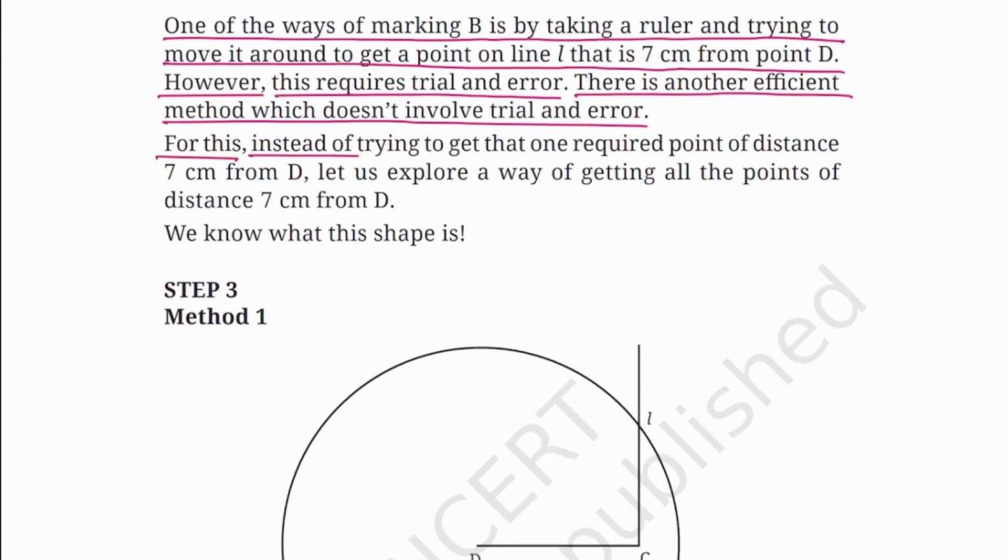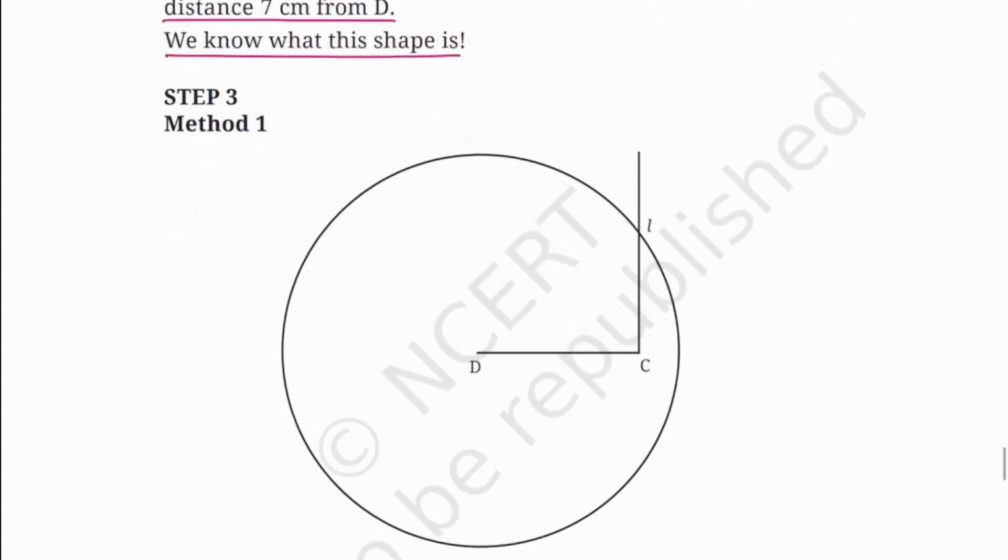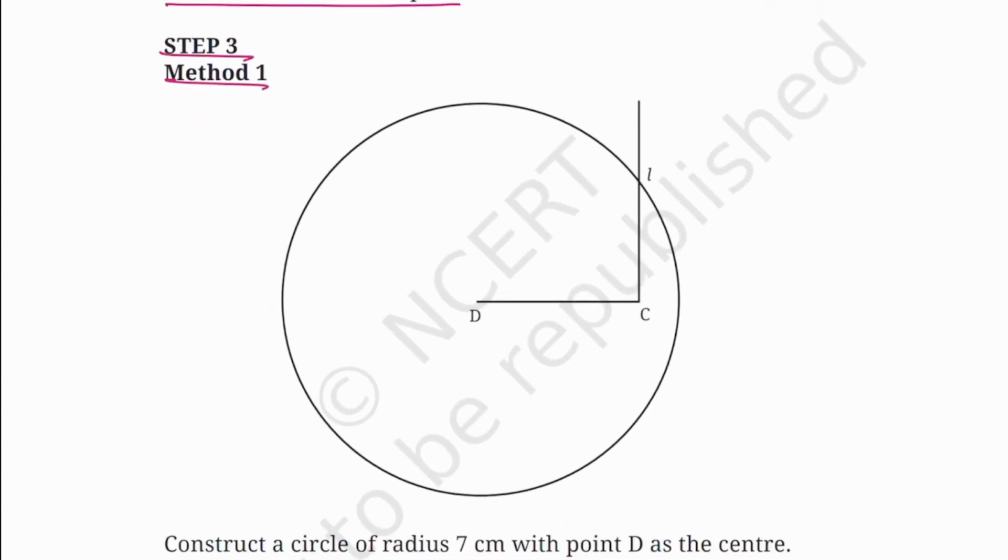For this, instead of trying to get that one required point at a distance of 7 cm from D, let us explore a way of getting all the points at a distance of 7 cm from D. We know what this shape is. Step 3. Method 1. You can draw like this, but this is odd. Instead of drawing the whole circle, you can draw a part of the circle known as an arc. Like this, you will get the point B at a distance of 7 cm from D.